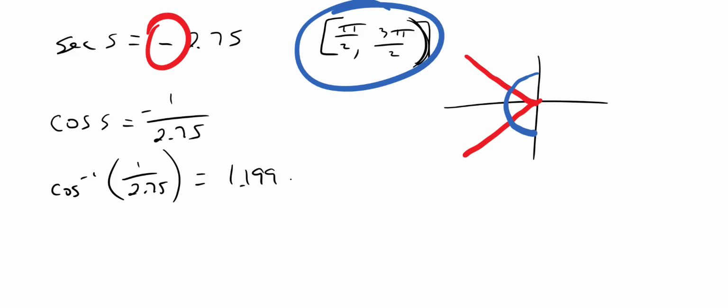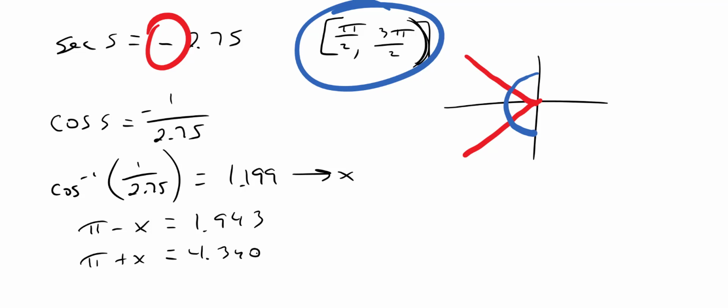1.199. Store in X. That's actually important now that we store in X, because you're going to say pi minus X and pi plus X. And hopefully you guys are following along, trying your calculator. Pi minus X is going to give us 1.943, and pi plus X is 4.340. Those are 2 answers. Okay?